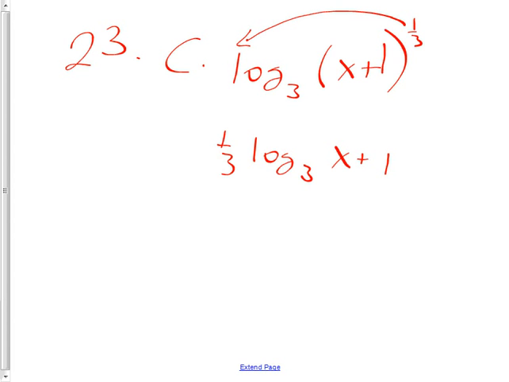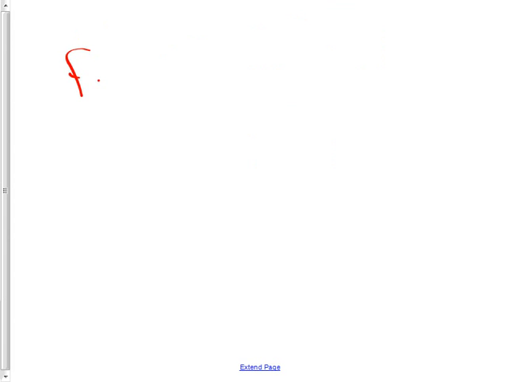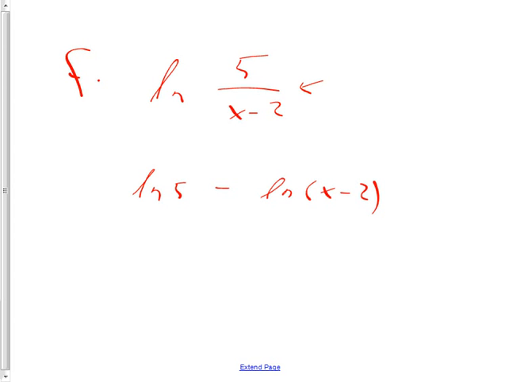Okay. Let's do one like F, as in Frankfurter. That one says ln of 5 over x minus 2. And this divide here is begging to be broken up into a subtract: ln 5 minus ln of x minus 2. And then this is kind of just testing you on whether you know if you can break that up or not.